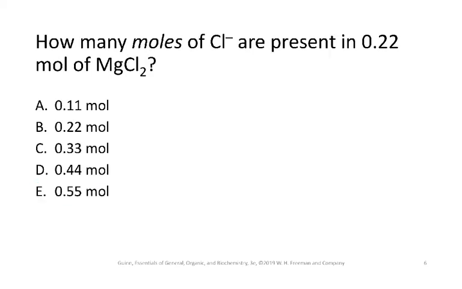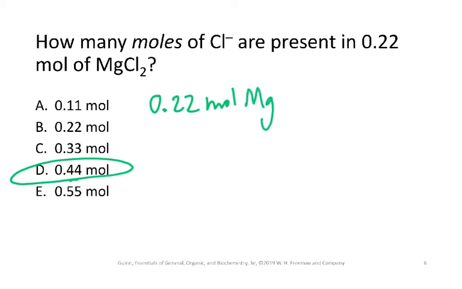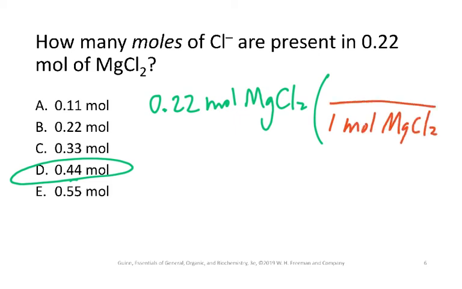How many moles of Cl chloride are present in 0.22 mole of magnesium chloride? Pause and answer for yourself and see that it is 0.44. So we can think of this as another dimensional analysis. We have 0.22 moles of magnesium chloride, and for every 1 mole of MgCl2, there are 2 moles of Cl minus, right? And so we get 0.44.